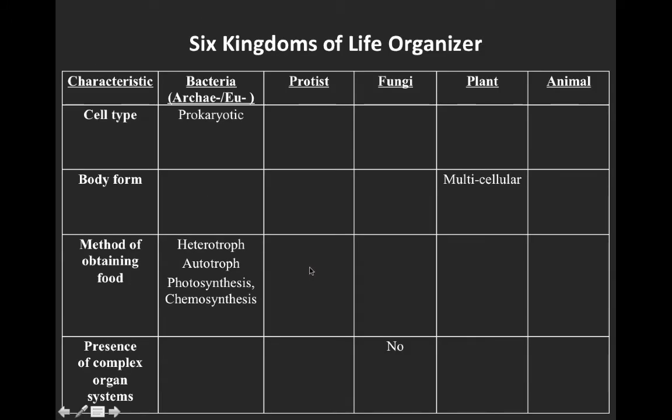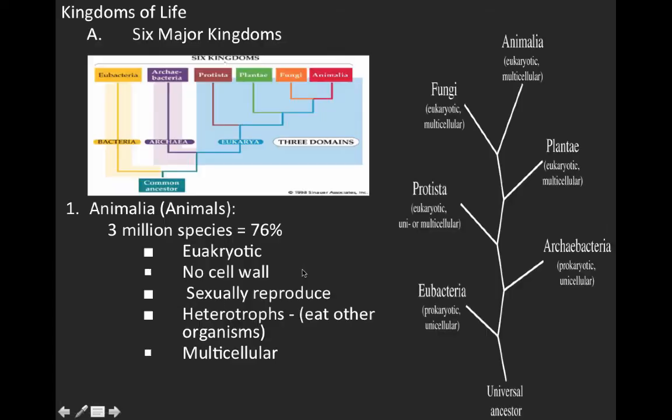So right now, what you can do is take a whole page out of your notebook, turn it sideways, the long way, and create this kind of 6-column organizer. This will be the notes for the rest of this section. This is a good way to keep this straight and use it as a good reference for class. We're going to be looking at the 6 kingdoms in terms of their types of cells, body form, how they obtain food, and if they have complex organ systems. And we can fill in some of the missing pieces in class if we don't get it all right now.